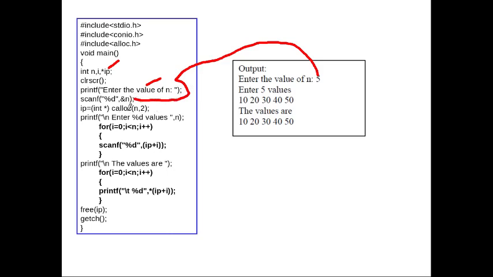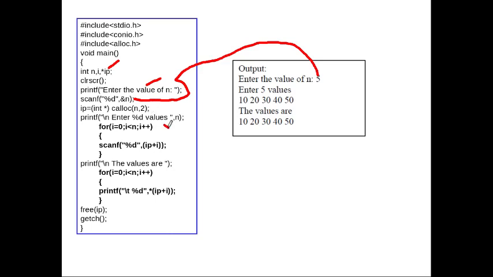And next, we are using the calloc function, and we are passing two parameters. The first parameter is the number of blocks, and the second parameter is the size of each block. So 5 into 2 means 10 bytes of memory: 5 blocks will be allocated, and each size is 2 bytes.